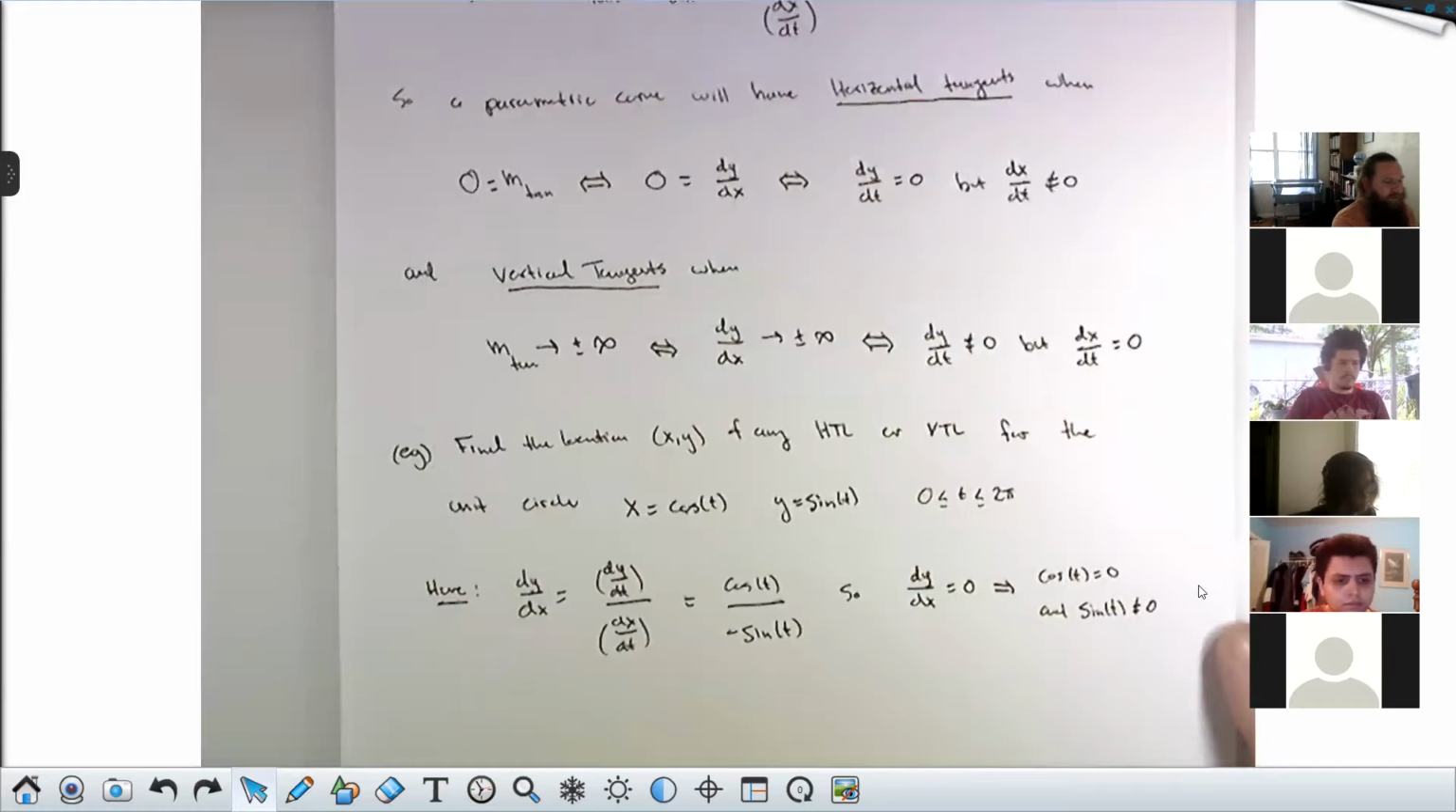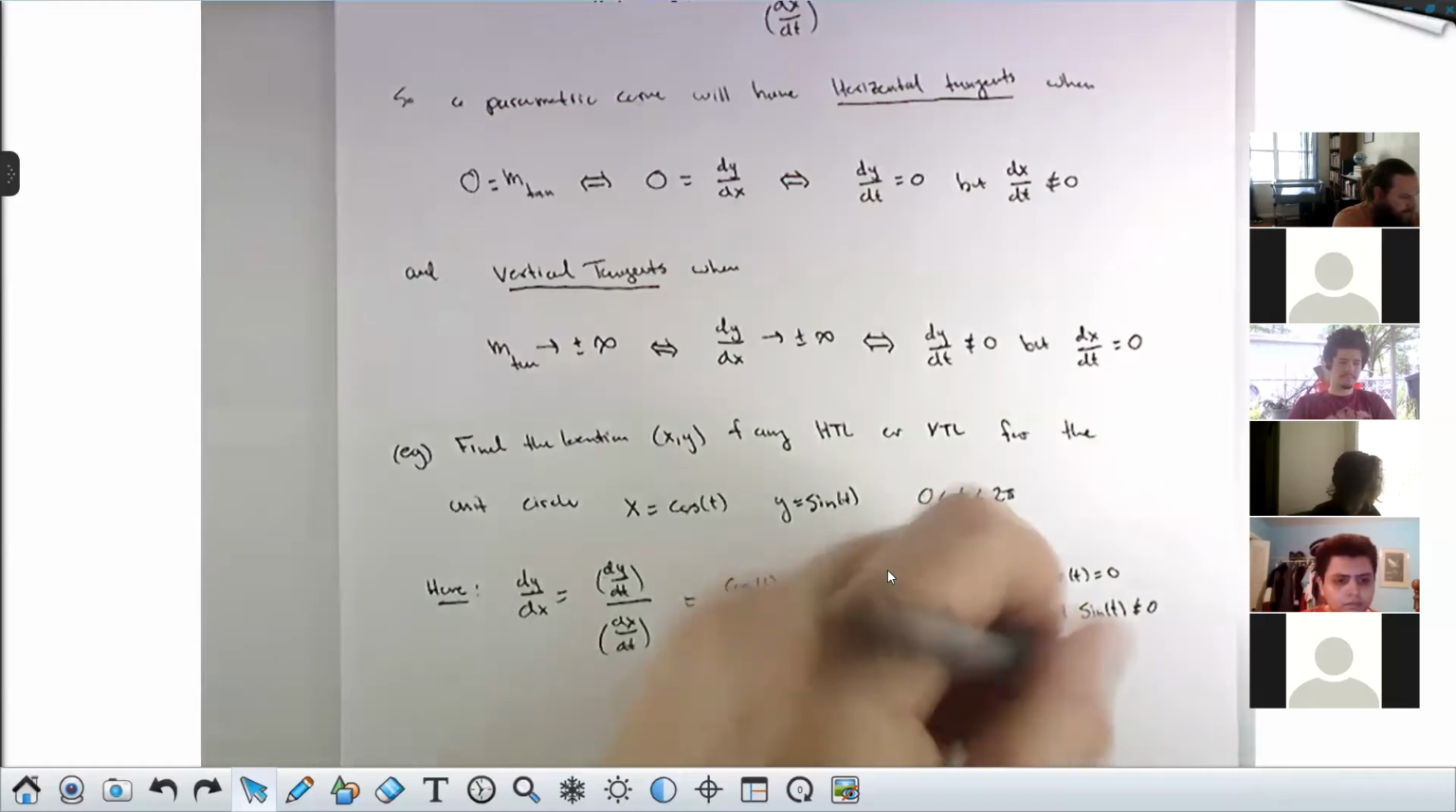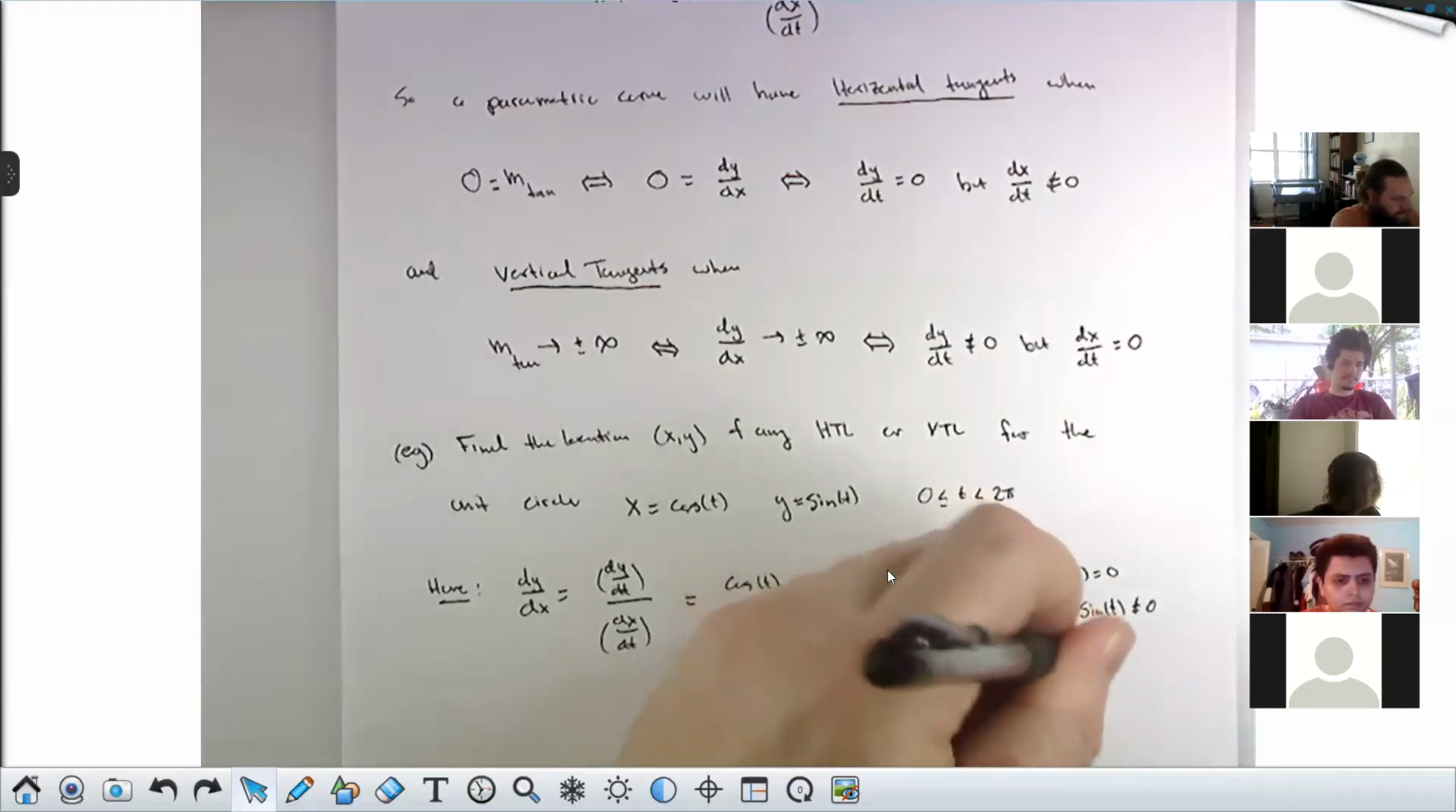So where is cos t equal to 0? And remember, we're just paying attention to 0 to 2 pi. So where is cosine equal to 0 between 0 and 2 pi? Pi over 2, that's good. Where else?